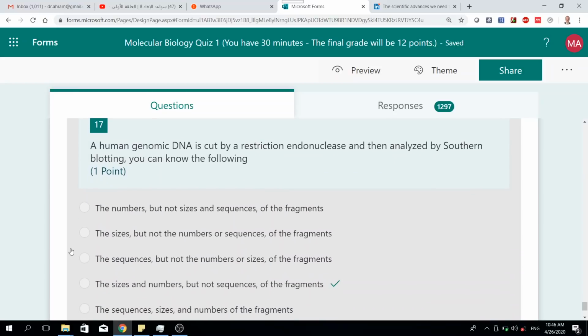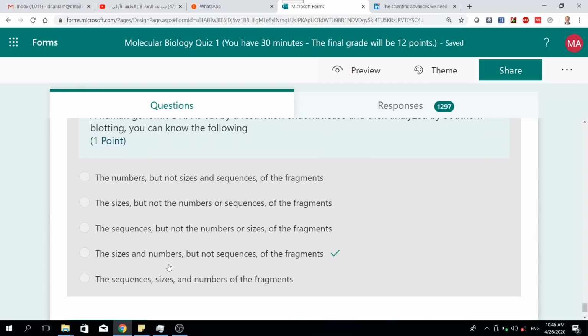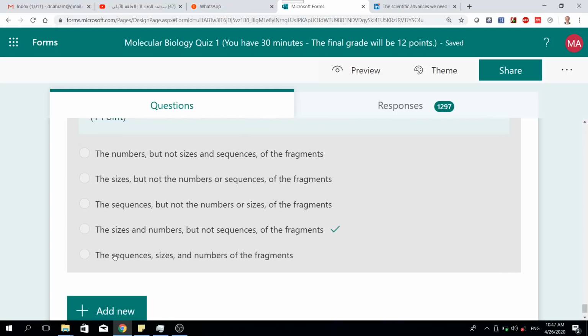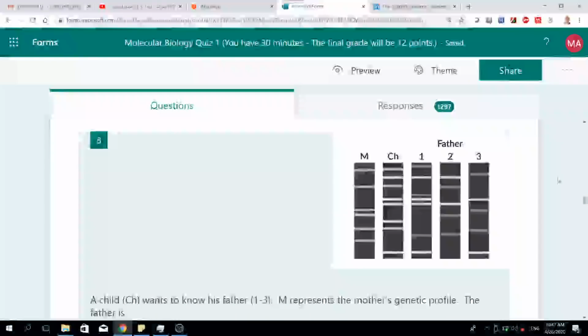A human genome is cut by restriction enzymes in the nucleus and then analyzed by Southern blotting. You can know the following from Southern blotting. You can know the sizes and numbers, but not the sequence. I wouldn't know the sequence of the whole DNA fragment. I can probably tell the sequence of the probe binding site, but not the whole DNA fragment. I would know the size and number of DNA fragments that are generated, but not the whole sequence. And even there, if it is imperfect hybridization, it can be a little different from the probe.